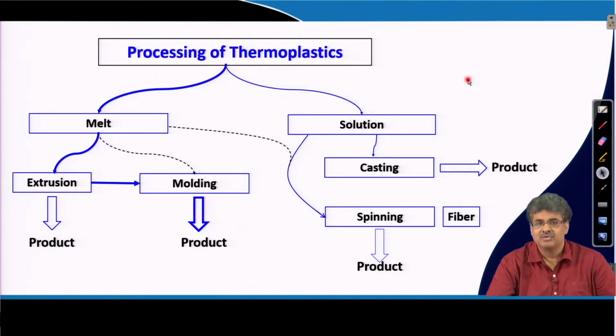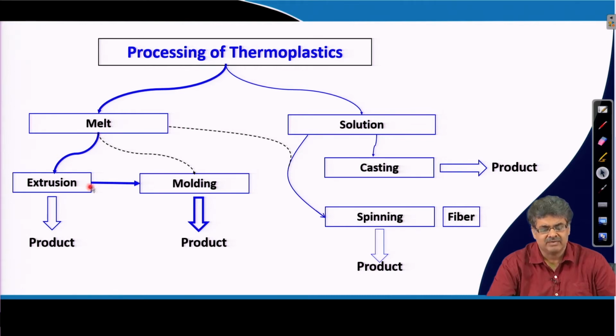So, as I said, most of the polymers are made up of thermoplastics, about 90%. We will mainly discuss processing of thermoplastics in this lecture, and this line thickness basically represents the extent, or the weightage, of these processes. For example, most of the thermoplastics are melt processed, and melt processing mainly consists of two steps.